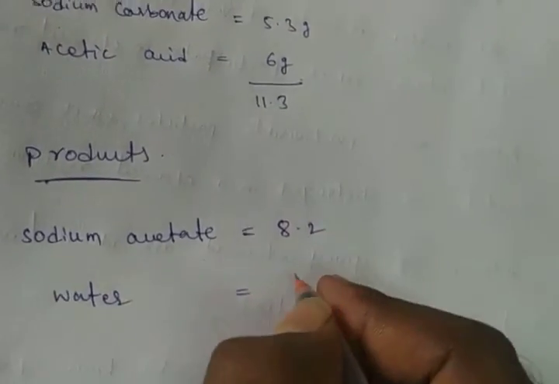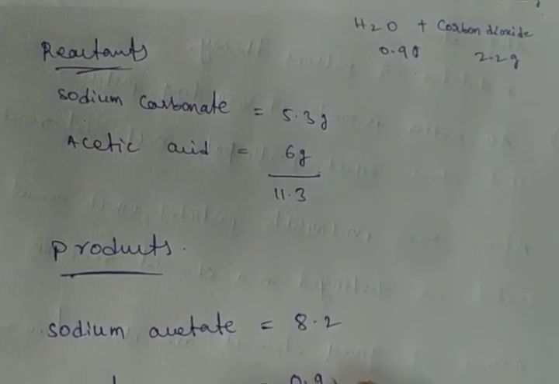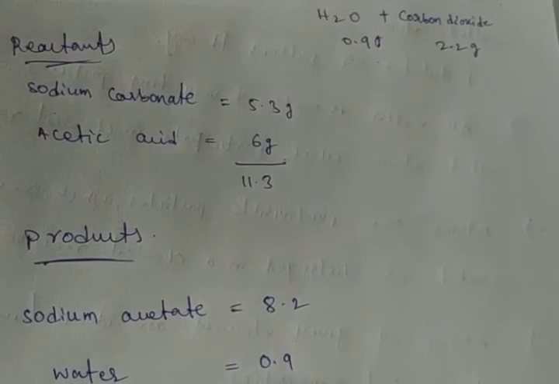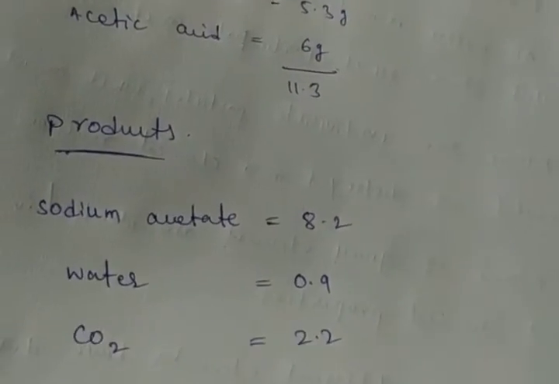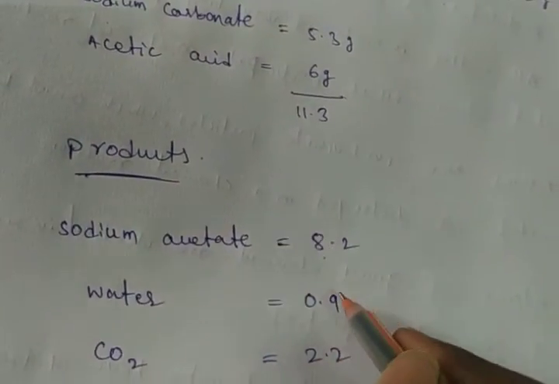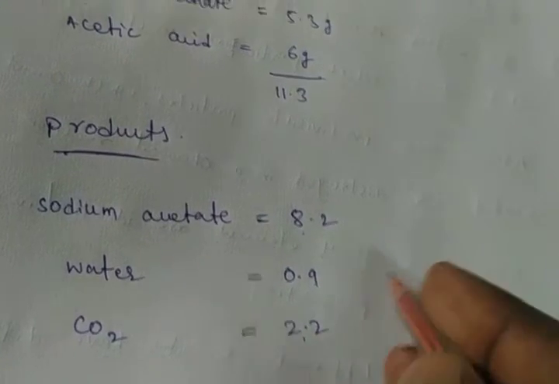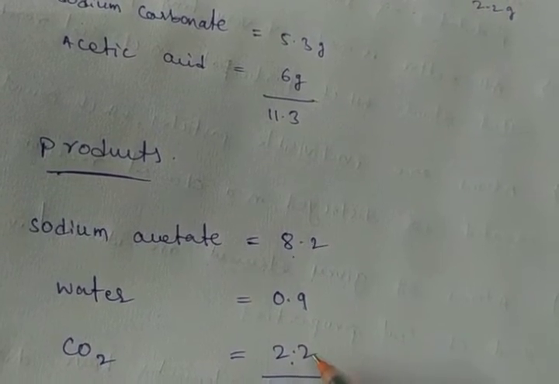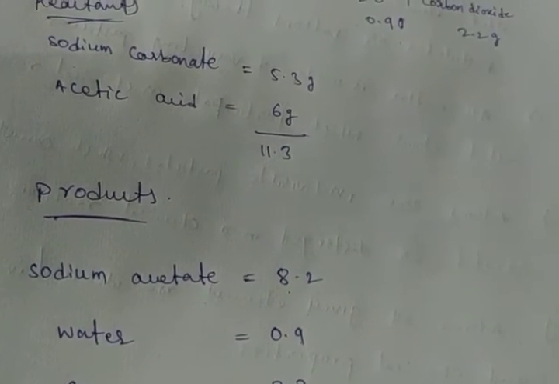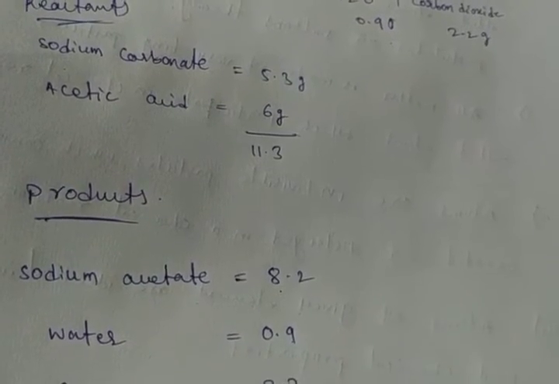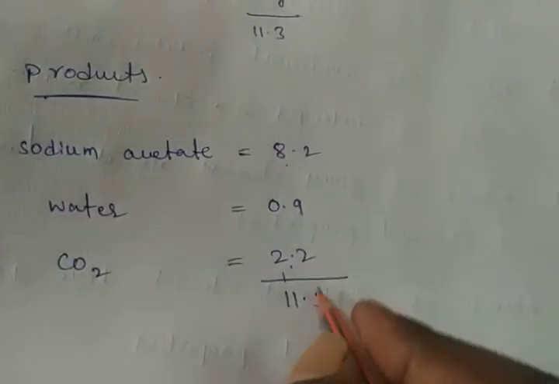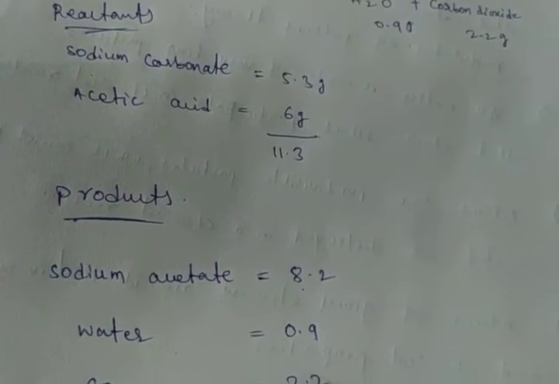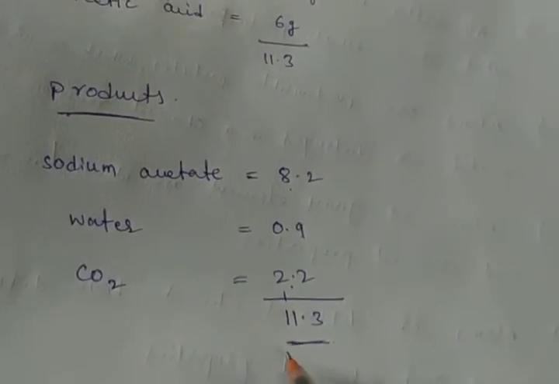And water, how much is given? 0.9 grams. And carbon dioxide, CO2. How much is given? 2.2. Okay, now we have to calculate 8.2 plus 0.9 plus 2.2. That is equal to 11.3.